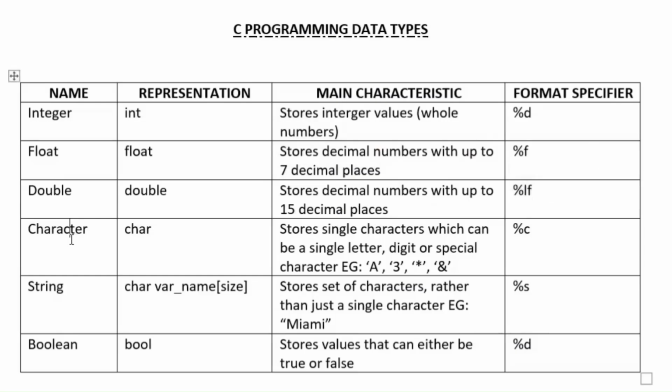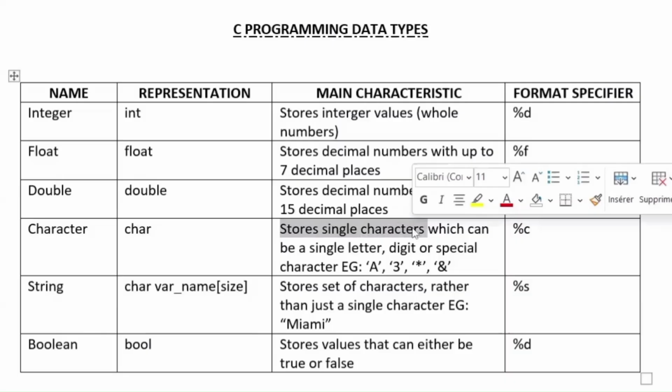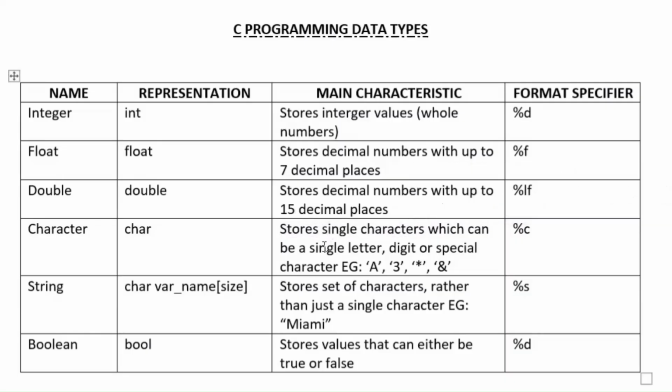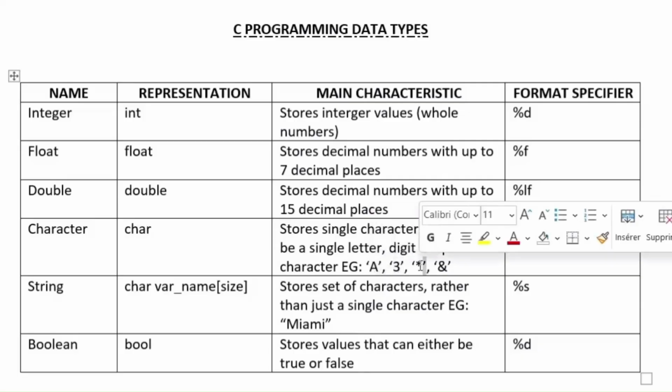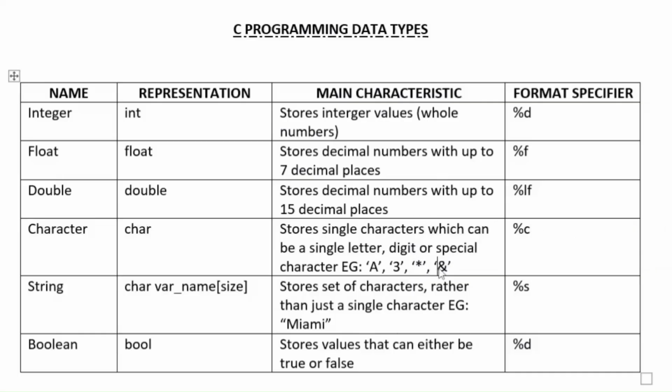Next we have the character data type, which is represented by char, and this is a data type that stores single characters. A single character can be anything like a single letter, digit, or special symbol. We can see the examples I have. A is a single character, or a number like 3, or even special symbols like the asterisk or the ampersand symbol. When we say single characters, it means we cannot have something like 2 different characters like 9A, for example.